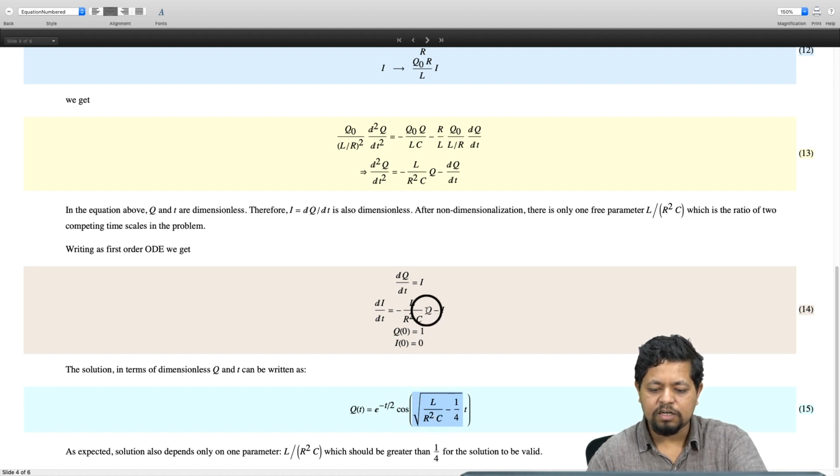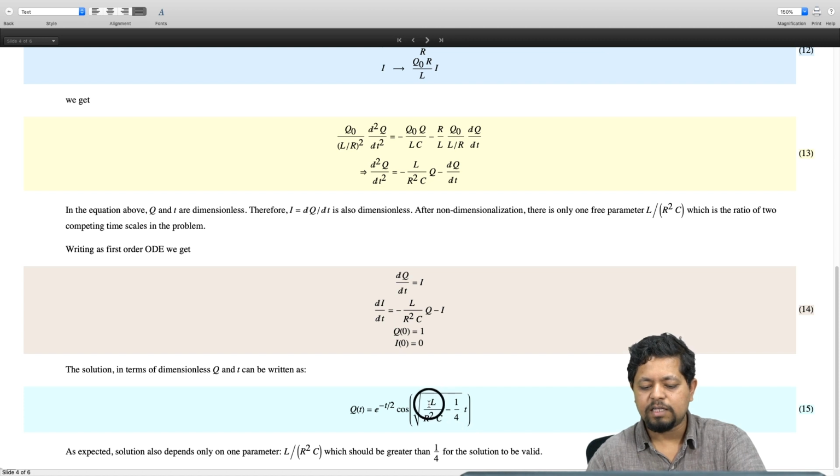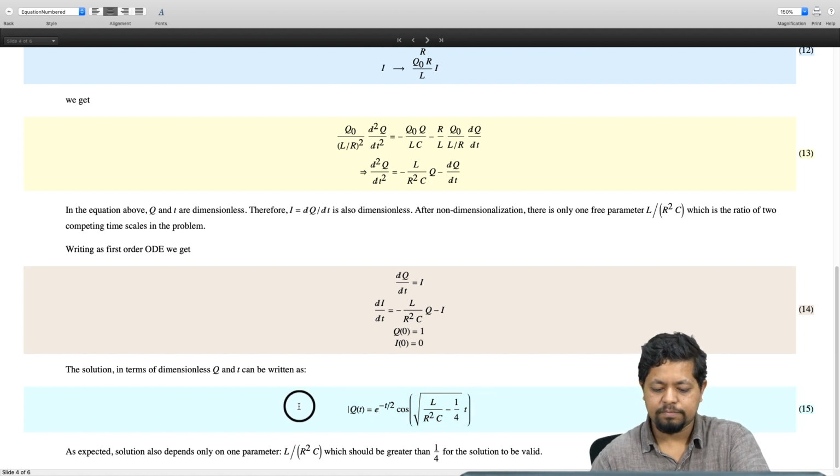As I saw in the differential equation, it only depended on the ratio L by R square C. So does the solution only depend on that, and I can see that this solution is only valid as long as L by R square C is greater than 1 by 4. So that's our domain of validity of this solution. We'll take this parameter L by R square C as something we can call alpha, and as long as alpha is greater than 1 by 4, we are going to have this as a valid solution.